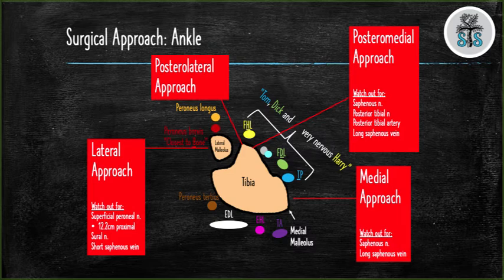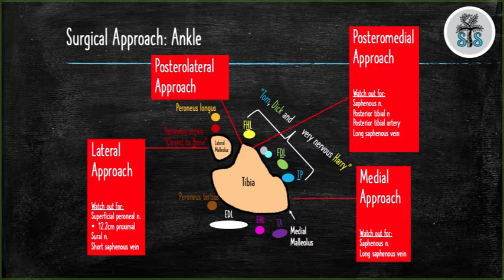During your dissection, you need to be careful about the long saphenous vein and saphenous nerve. Next, the lateral approach will address the fibula fracture, and the dissection will be between the peroneal brevis and the peroneal tertius muscles. When placing your fibula plate, you need to be aware of the superficial peroneal nerve, which is estimated to be 12 centimeters proximal to the joint line.